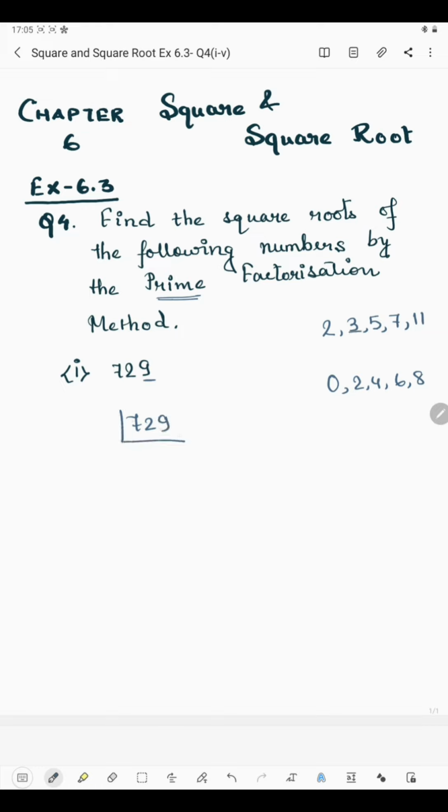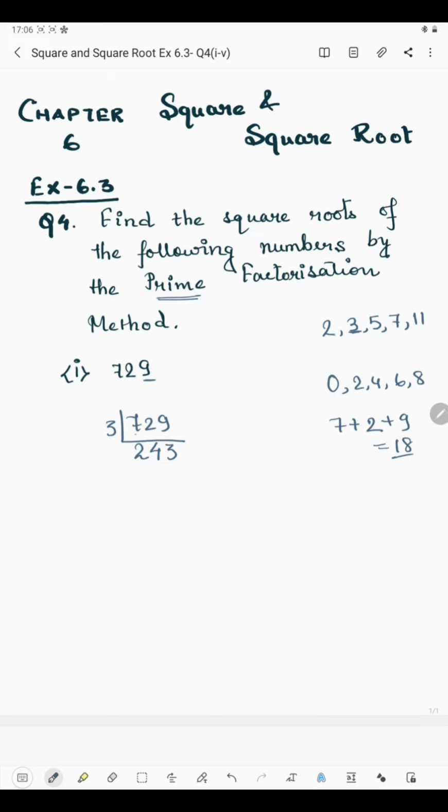According to the divisibility rule by 3, if the sum of the digits comes in 3's table, or is a multiple of 3, then we can say the number will be divisible by 3. So if you find the sum of the digits of 729, 7 plus 2 is 9, 9 plus 9 is 18. So 18 comes in 3's table, that means 729 will be divisible by 3. Now 3 2s are 6, 1, 3 4s are 12, 3 3s are 9.